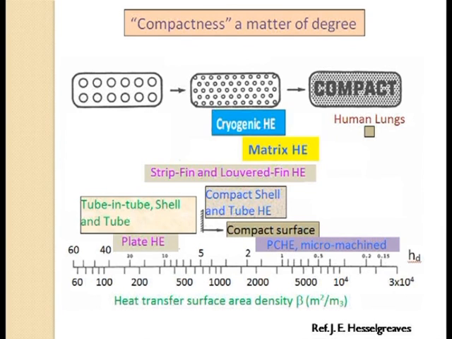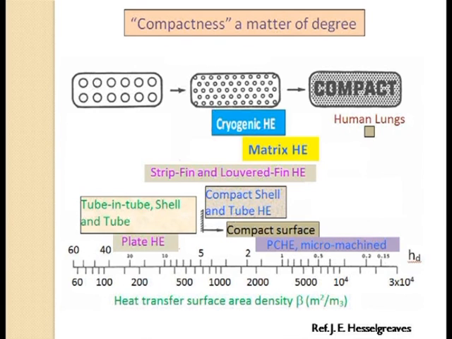But you see the other heat exchangers, cryogenic heat exchangers, normally we talk of in this region, that starts from somewhere 750 or so. Then in this region, cryogenic heat exchangers, that is compact shell and tube heat exchangers, or you can have fin type heat exchangers, louvered fin type heat exchangers, and matrix heat exchangers are in this region. That means it starts from around, say, 800, 900, 1900 to as high as 6000 meters square per meter cube compactness you can have.